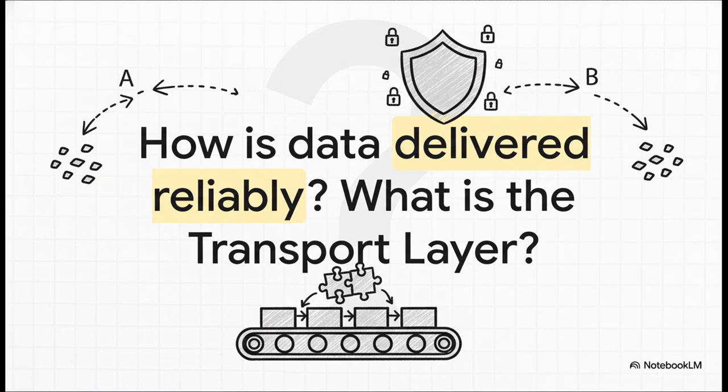Okay, so the conversation is open. But now we get to the really crucial part, making sure the data actually gets from point A to point B reliably. How does the network guarantee that all the little pieces of a message show up and that they show up in the right order? This sounds like a job for the transport layer.